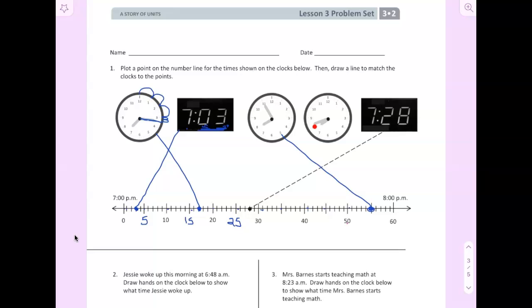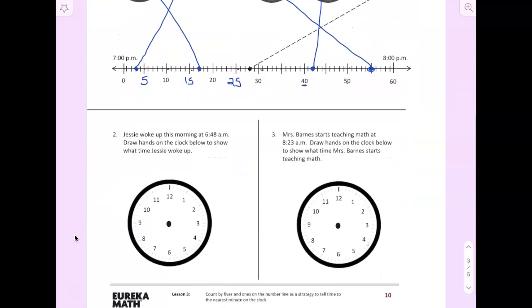The next one, I know that 6 is always 30 minutes on a clock, so I'm going to start counting at 30, 35, 40, and then it's hard to see, but I think this is at the one right next to, so 41, 42. So I come down here, find 40, which is right there, and go over 1, 2 more, and mark my time. And of course, they did the last one for us.